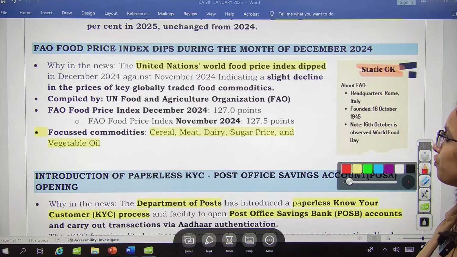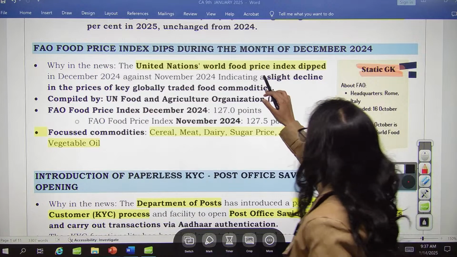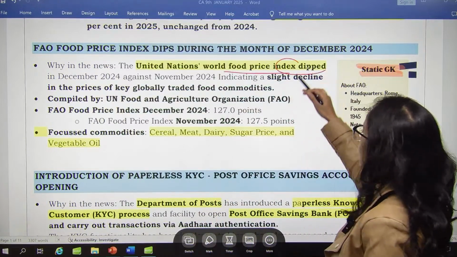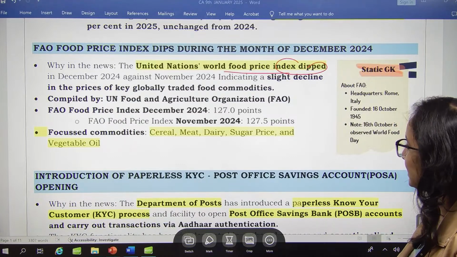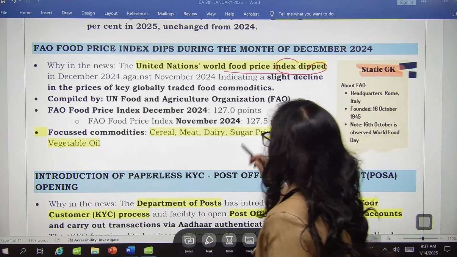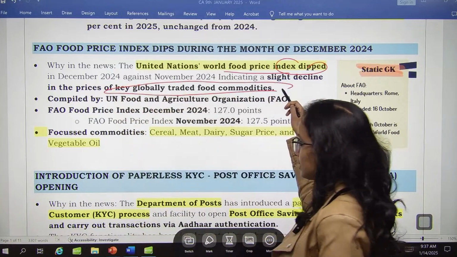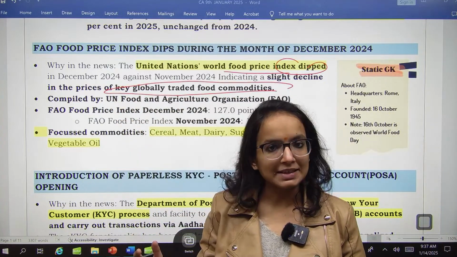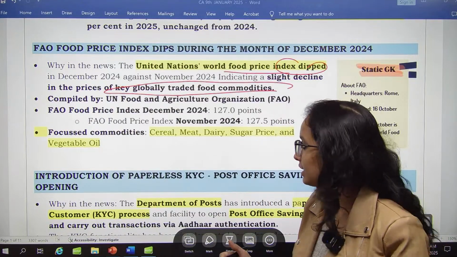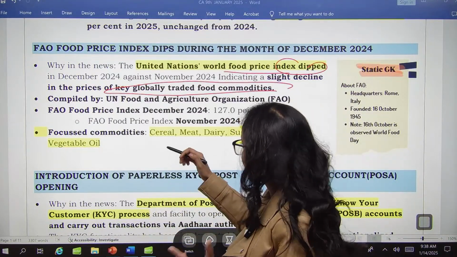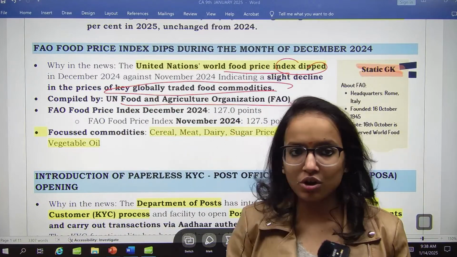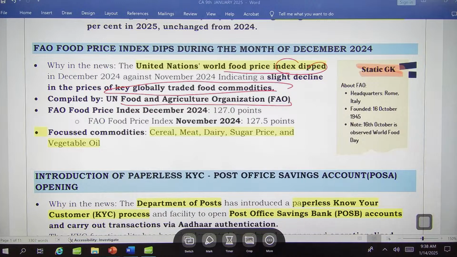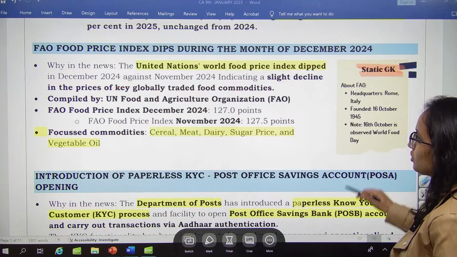the United Nations World Food Price Index. It has dipped in December 2024 against November 2024, indicating a slight decline in the prices of globally traded food commodities. So basically, this is the food price index of the United Nations. Now, the question is, who compiles it? It is compiled and published by the FAO, right? Food and Agriculture Organization.